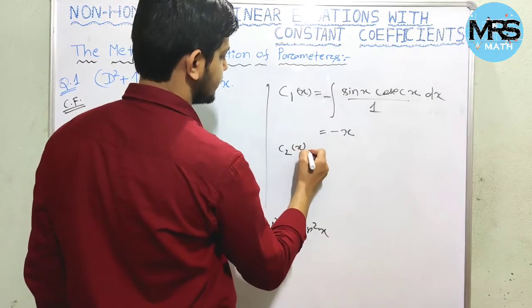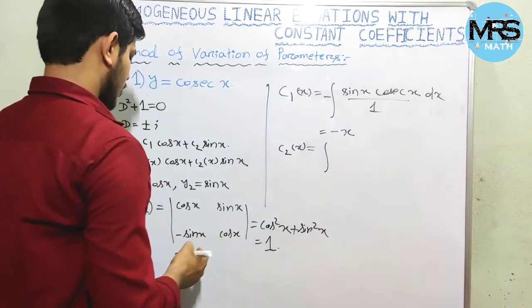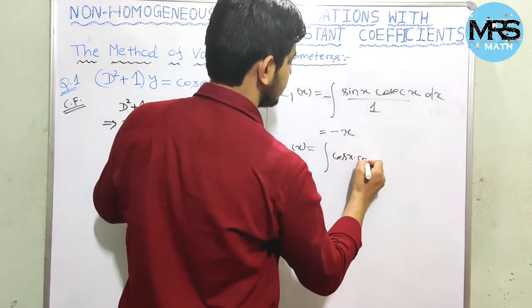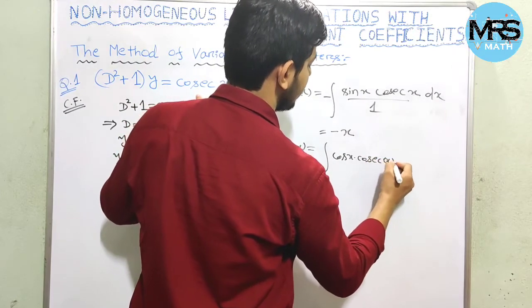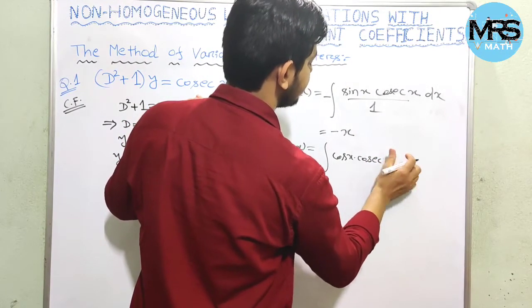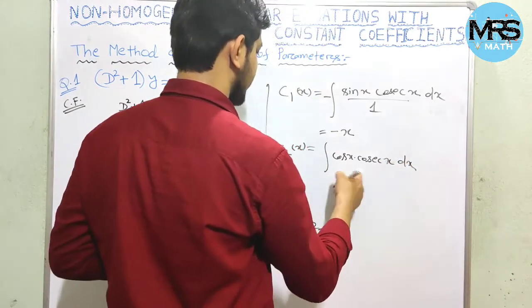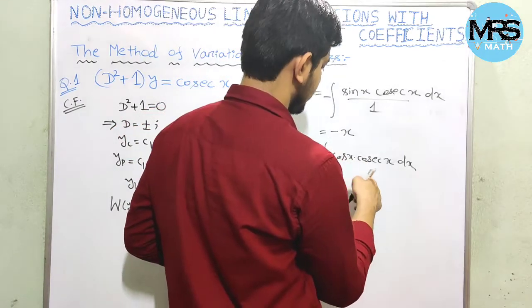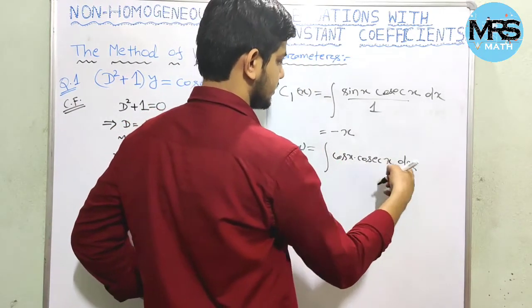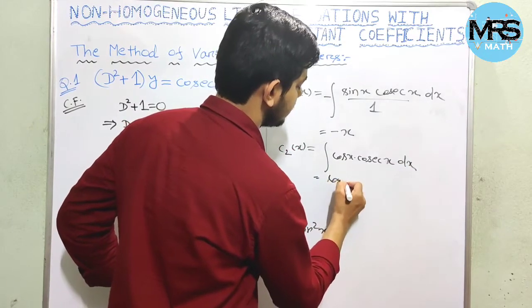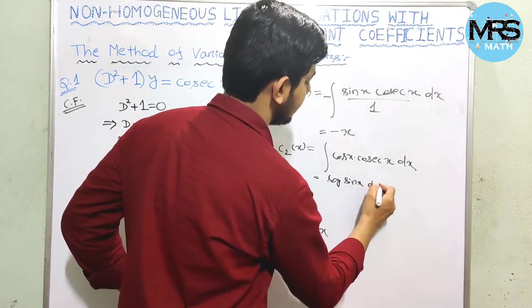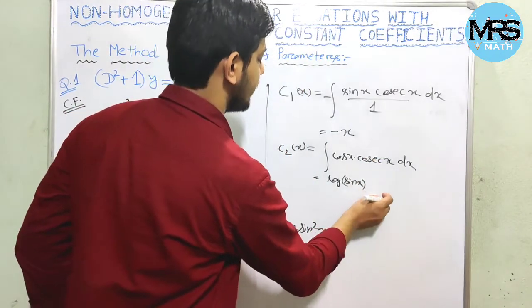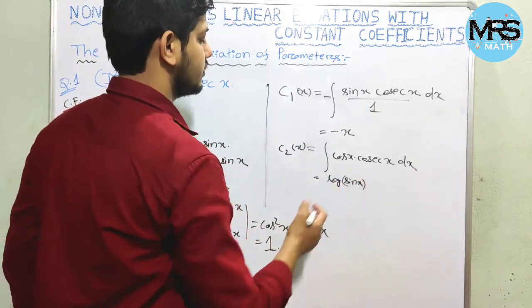What will be our c2 of x? That is y1, which is cos x, into cosec x, that will be our f of x, into dx, divided by 1, so there is no problem. So this will be cos x into 1 by sin x, that is cot x, and the integration is log of sin x, plus c. That constant we don't need to write, we only want to calculate c1 and c2, so this is log sin x.